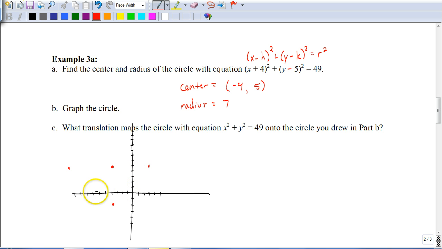And then go up 7 units. 1, 2, 3, 4, 5, 6, 7. It'll be right about there. Now granted, I don't have graph paper, so it looks like my dash marks are a little bit more spread out on the other part. But then you just do your best to draw a circle.